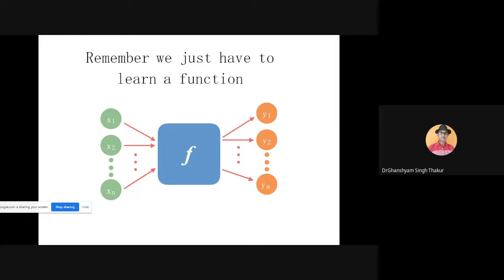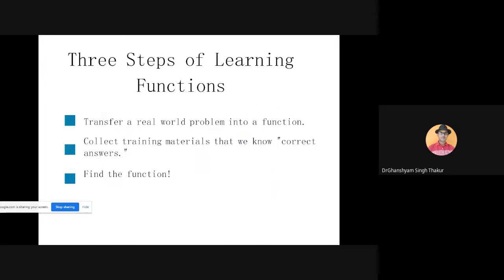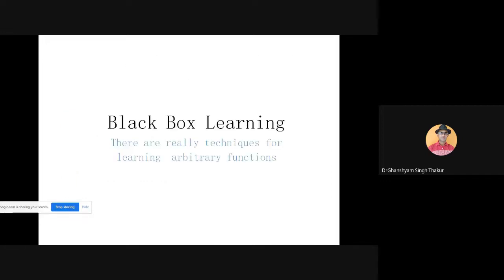So remember, we just have to learn a function. So we have the different inputs already, using some data as input, the function, and output. This particular function takes many inputs and gives many outputs. So there are three steps of learning a function: transfer a real world problem into a function, collect the training material where we know the correct answer, and find the function.